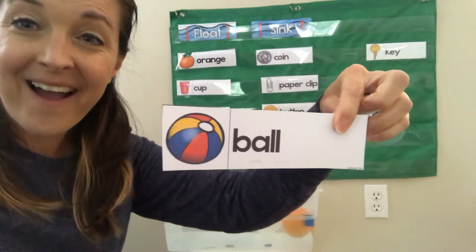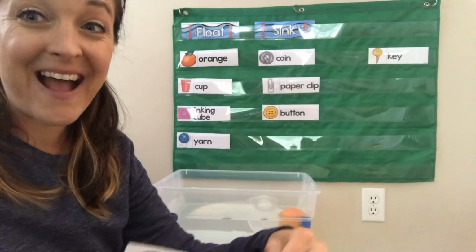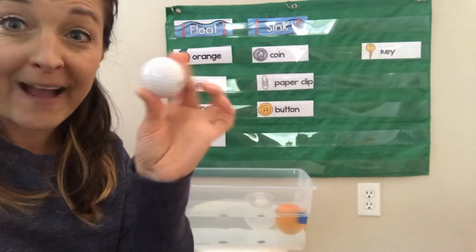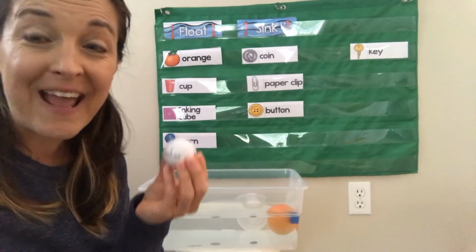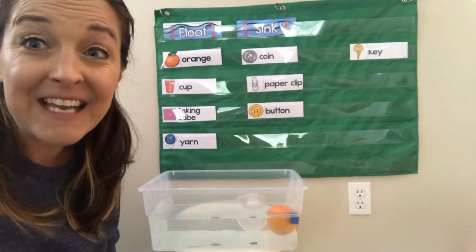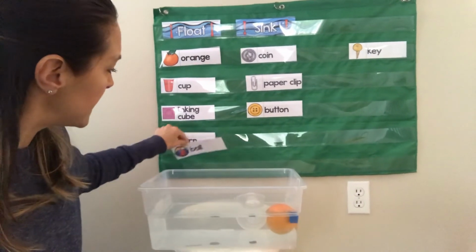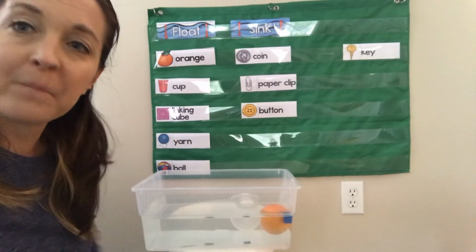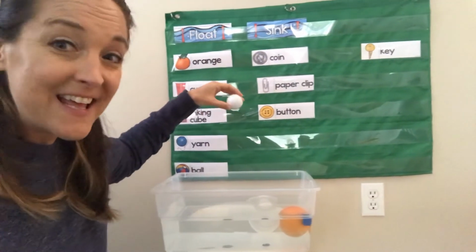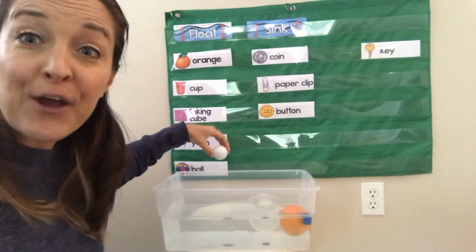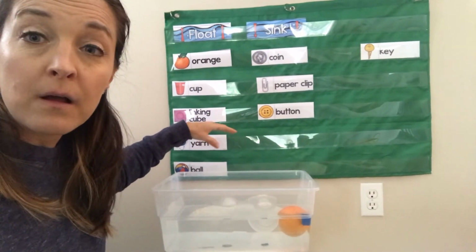What's that? That's right, it's a ball. I have a golf ball. Okay, what do you think? It's gonna sink or float? You think it's gonna float? Okay, let's put it right here. Here we go, count with me. 3, 2, 1.